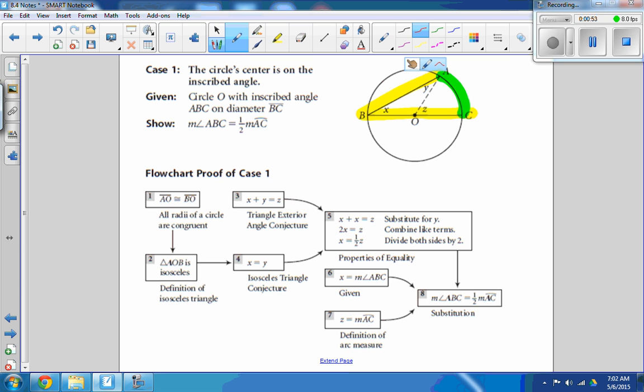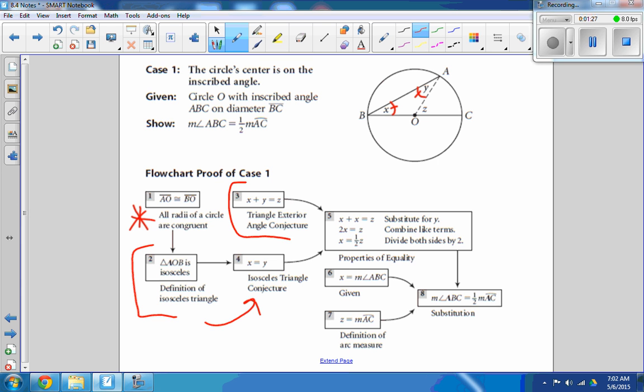First, we have AO is congruent to BO. We know that because it's the radius of a circle. So there we go. Then that gives us that this is an isosceles triangle. An isosceles triangle has two congruent sides, which then leads us to angle X is equal to angle Y. So we have this angle is congruent to that angle.